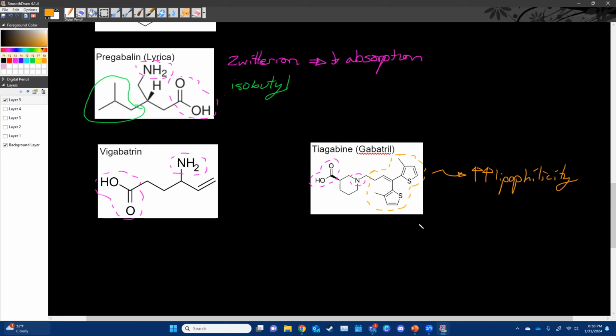So compared to pregabalin, vigabatrin, gabapentin, you have very good oral absorption. So the doses of tiagabine are much, much, much smaller. Yeah, less counting. Exactly.